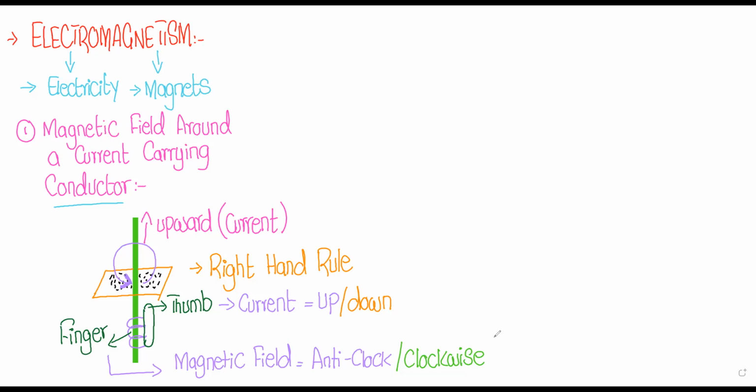So this is the rule, the right hand rule, which was discovered by Fleming. So we can also call it Fleming's right hand rule, right? If you want to identify the direction of magnetic field, you can easily identify it with the help of the right hand rule. The thumb indicates the direction of electric current and the finger curl gives you the direction of magnetic field, right?